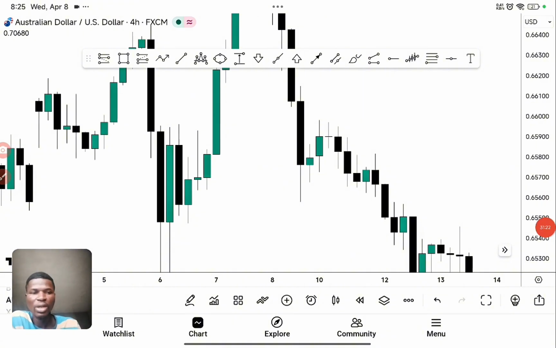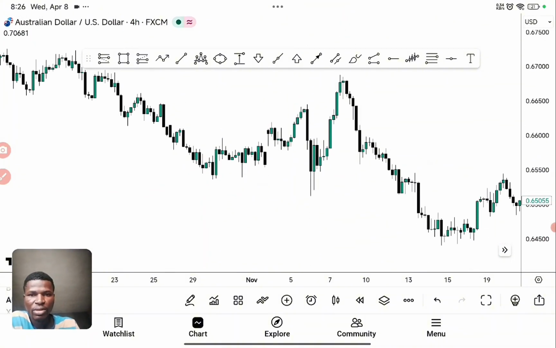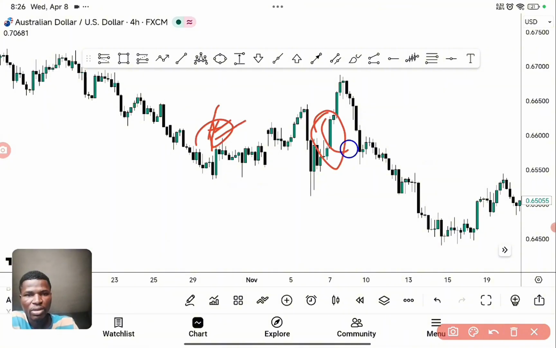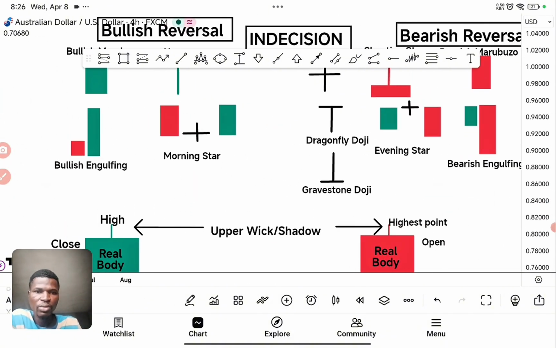So what I want you to do now is go to the chart, try to spot each candle, see what it does. You see this Marubozu full candle, when it's bullish, the market goes up. When you spot a full bearish Marubozu candle, see what it does. This is an indecision candle, Doji, Gravestone. This is a Gravestone Doji, indecision candle.